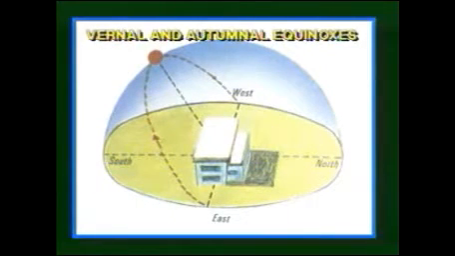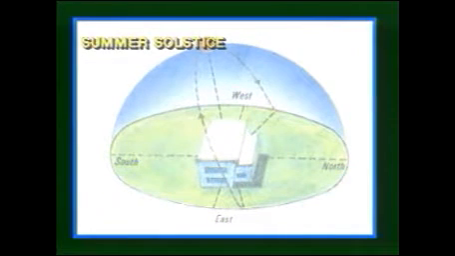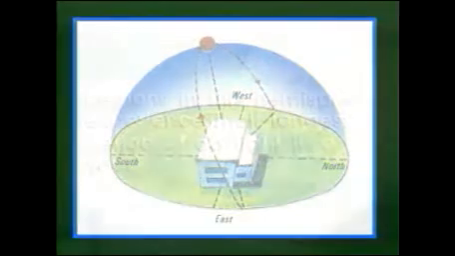In the vernal and autumnal equinoxes, the Sun rises directly in the east and sets directly in the west. Day and night are of equal length. During the summer solstice, the northern hemisphere is tilted towards the Sun. Regions in this hemisphere experience their longest period of daylight in a year.